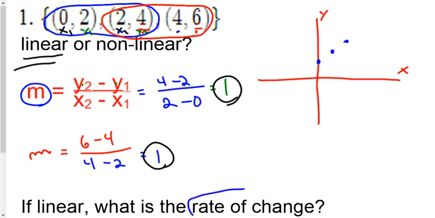This rate of change right here is nothing more than slope. The rate of change is another term for slope. So what's the rate of change if it's linear? 1. That's because it's got a constant rate of change. I'd go up 1 and over 1 and wind up right here. Go up 1 and over 1, I'm here. Up 1 and over 1, and I'm right here. And all these points are still on the same line.